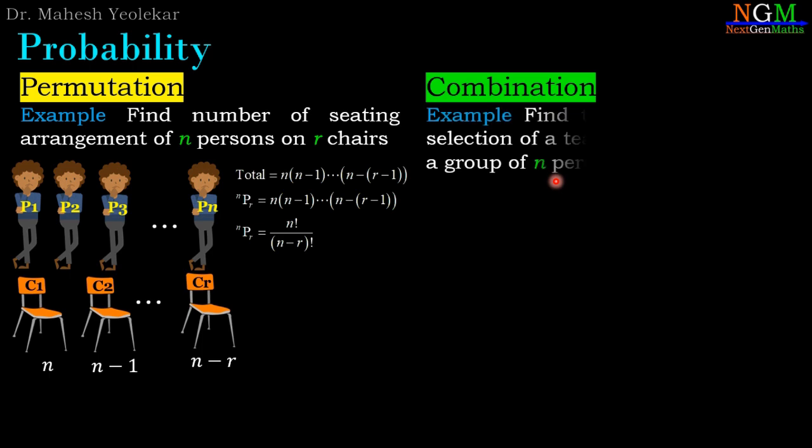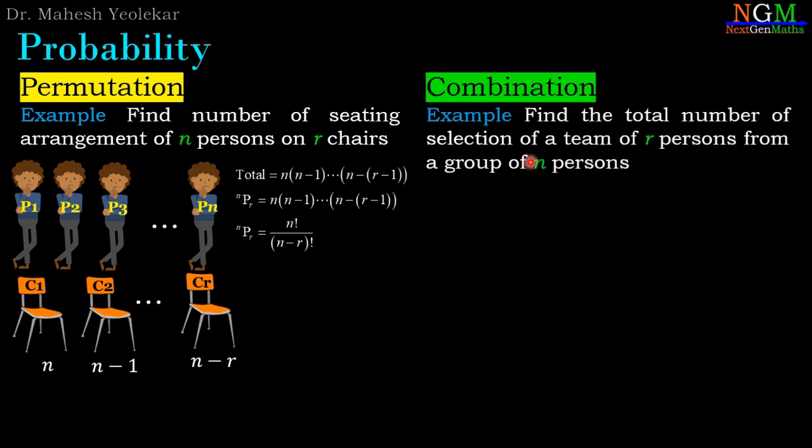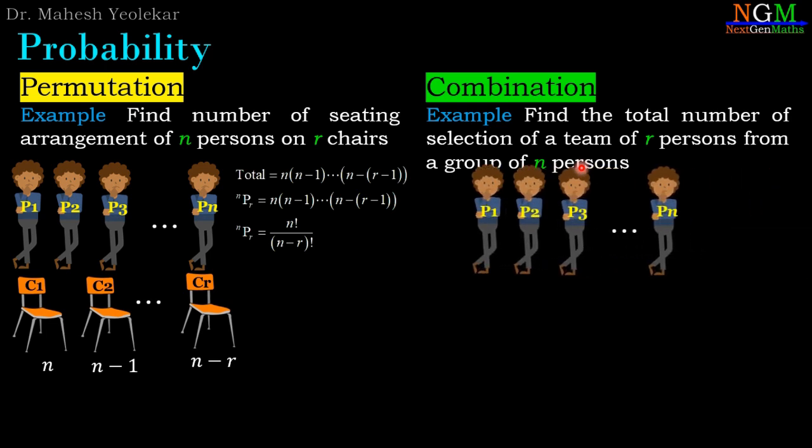If we extend this concept to a team of r persons from a group of n persons, we are given n persons P1, P2, up to Pn. The total number of possibilities of selection is n into n minus 1 up to n minus (r minus 1), divided by r factorial. Here the numerator shows the total number of possibilities of selection of r persons out of n persons, and r factorial shows that exactly one team is repeated r factorial times.